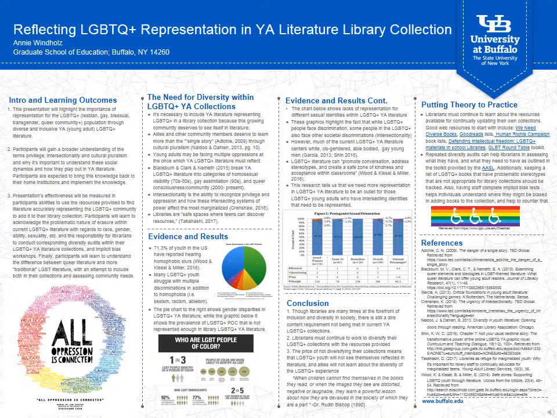Participants will learn to acknowledge the problematic nature of erasure within current LGBTQ+ literature with regards to race, gender, ability, sexuality, etc., and the responsibility for librarians to conduct corresponding diversity audits within their LGBTQ+ YA literature collections, along with implicit bias workshops. Finally, participants will learn to understand the difference between queer literature and more traditional LGBT literature, with an attempt to include both of these categories in their collections while addressing community needs.